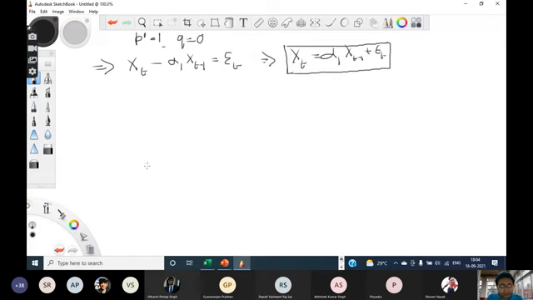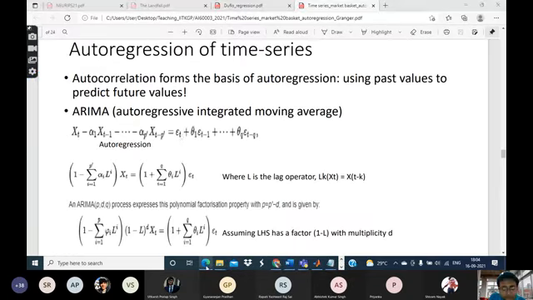Now what happens if I put p prime equal to 0 and q equal to 1? In that case, nothing else is on the left hand side. Xt is equal to epsilon t plus, look at the expression here, epsilon t is there, and q is equal to 1, so only this term will be there. So theta 1 times epsilon t minus 1.